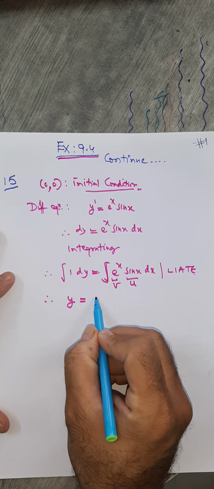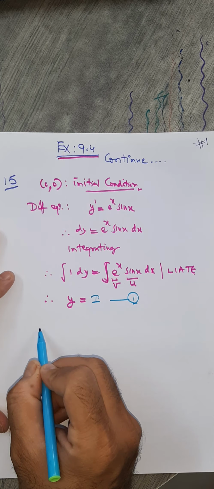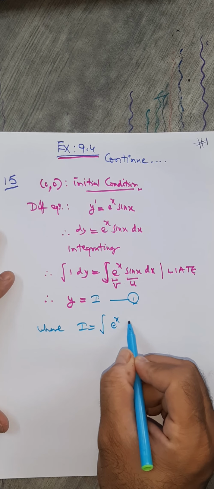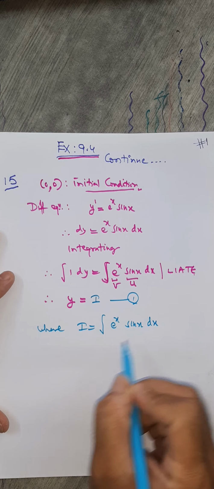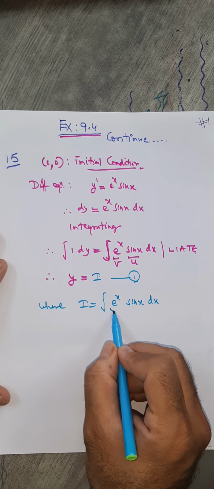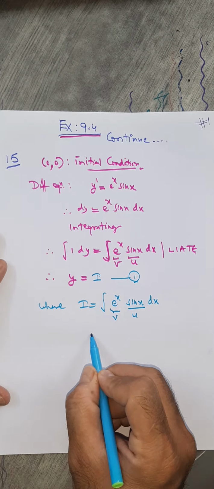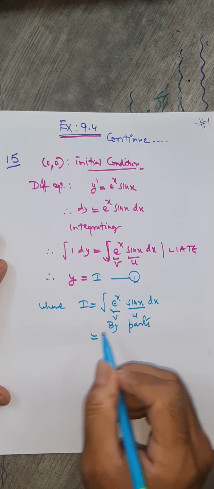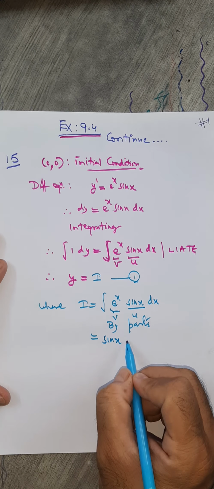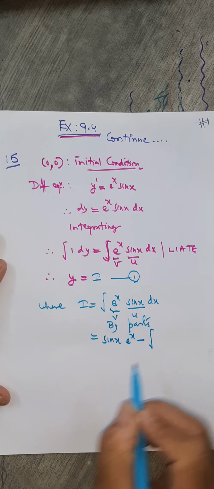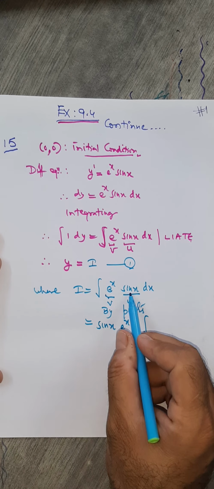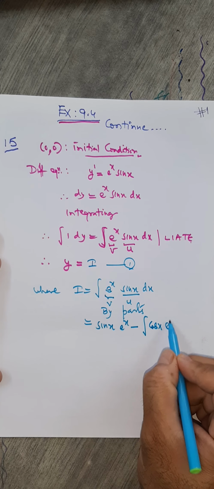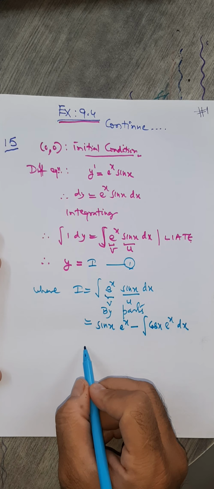So what I'll do here, I'll call this I and compute I separately, where I equals integral of e raised to x sine x dx. Integration by parts, remember. As I told you, this is v, this is u. So by parts, sine x will come out, integral of e raised to x, minus, inside the integral, differentiation of sine. What's the derivative of sine? Cos x. Integral of e raised to x, then whole dx.